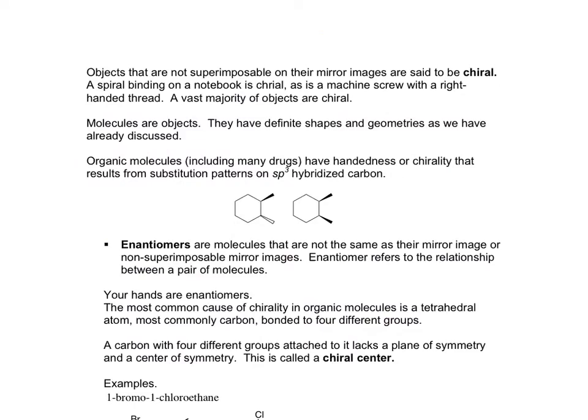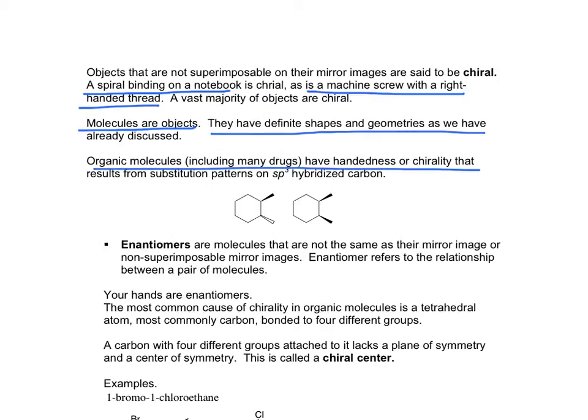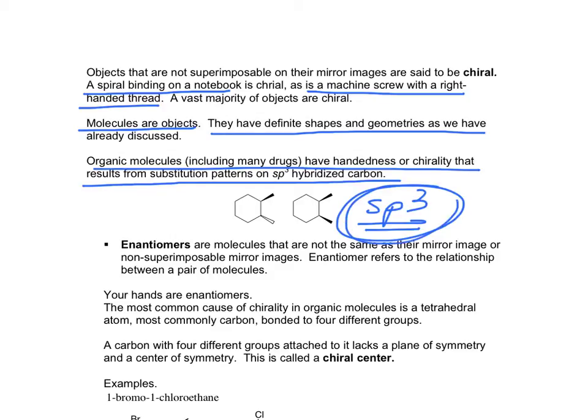Some other examples of chiral objects: the spiral binding of a notebook, or a machine screw with a right-handed thread. Alright, so when we think about molecules, we can think about molecules as objects. And they have definite shapes and geometries. And so organic molecules have a handedness or a chirality. And what we're going to do is we're going to look at this with regard to substitution patterns on sp3 hybridized carbons. So you only have to determine the chirality for sp3 hybridized carbons.